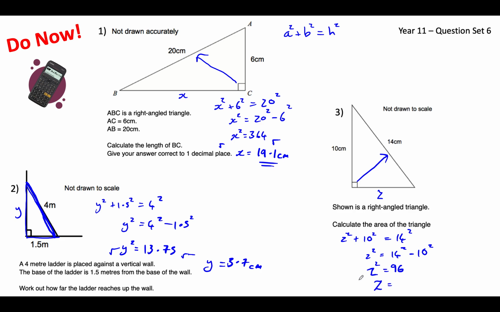And I don't want z squared though, so you always square root in the end to find out what the answer is. And the square root of 96 is 9.8 to 1 decimal place. And this is in centimetres as well. Oh, I put centimetres down for this one. It's metres for the ladder, isn't it? Otherwise it's like a ladder for gerbils.